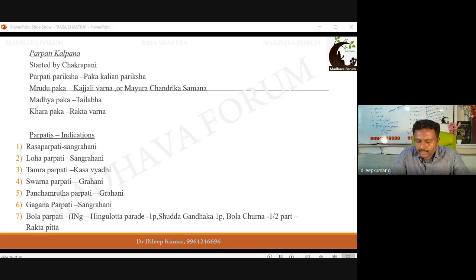Okay, it can be used in case of Mutrashmari, Shweta Pradara, Mutrakuchra. It will pacify Paradanilla Gandakanoid. Okay, it's an alkali, Kshara Parpati.